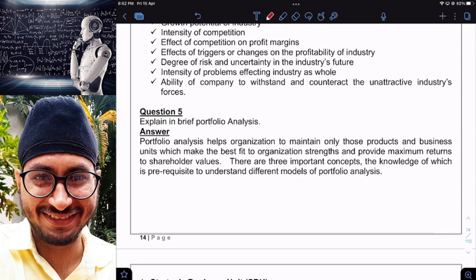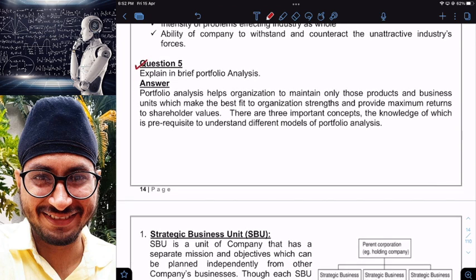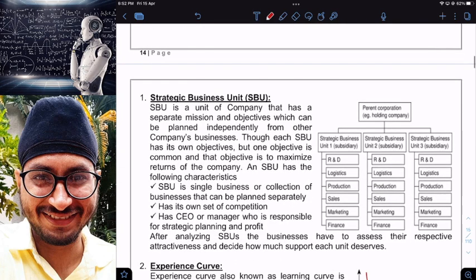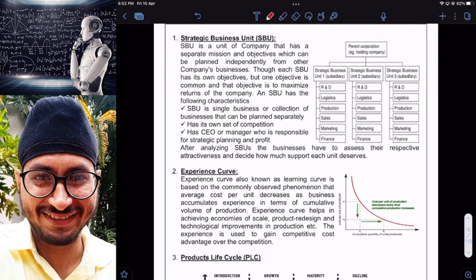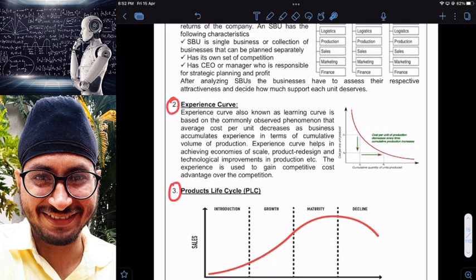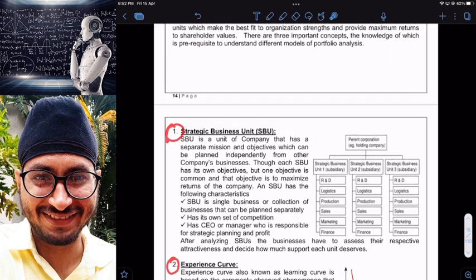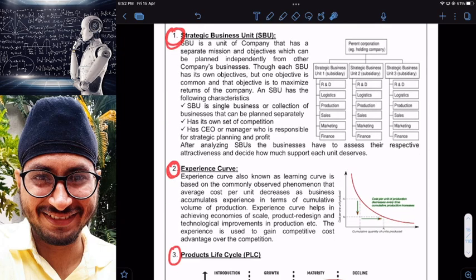Now here we understood what is portfolio analysis and who performs portfolio analysis. Now let us see the techniques of portfolio analysis. One is strategic business unit, experience curve, and then we have product life cycle.